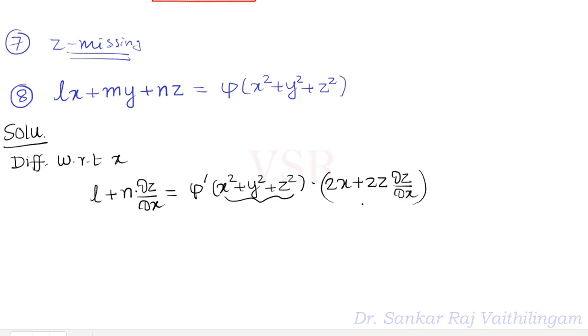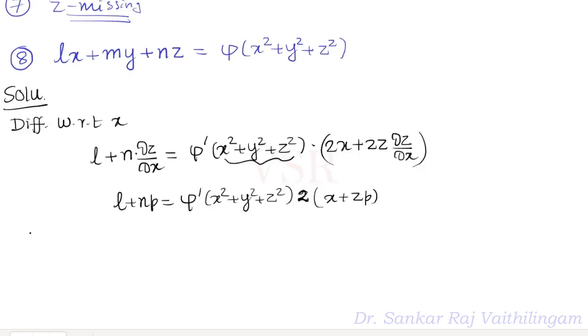This we should see correctly. Shall I write it this way? This is l plus n times p, which is equal to phi dash of x square plus y square plus z square into, taking 2 common, x plus zp. Okay, so similarly differentiate this with respect to y. What do we get? This becomes 0.